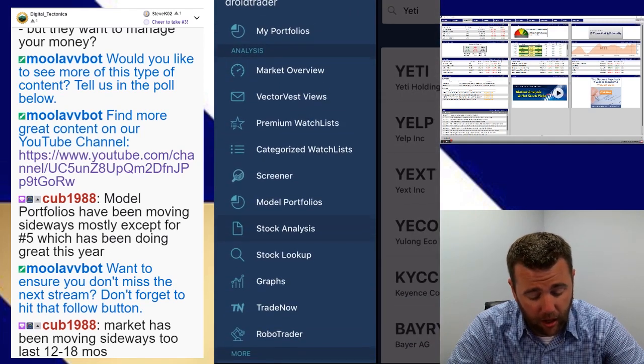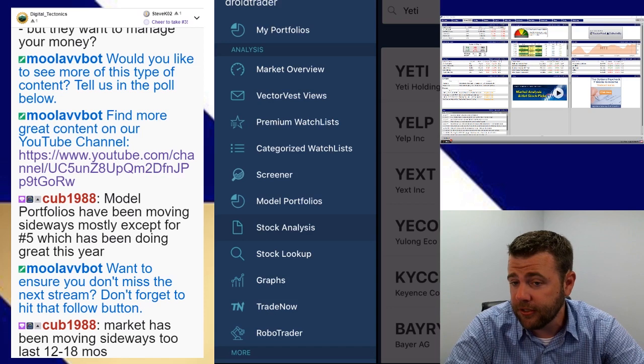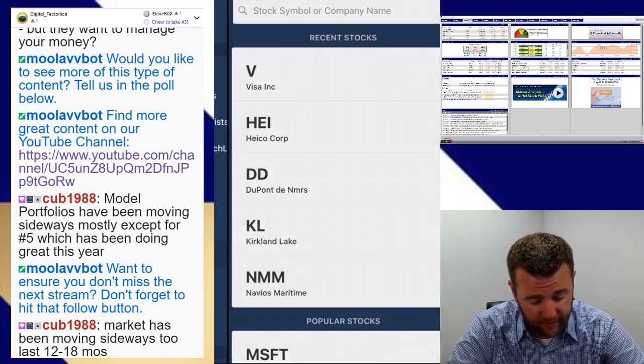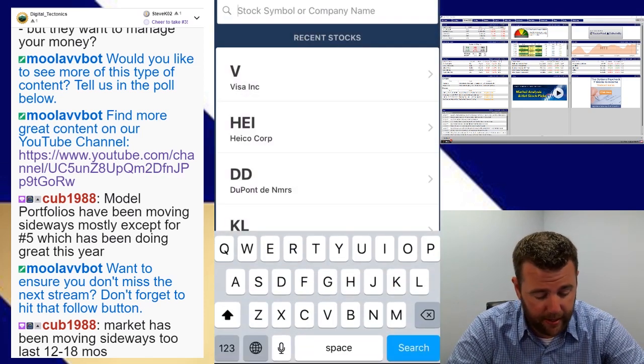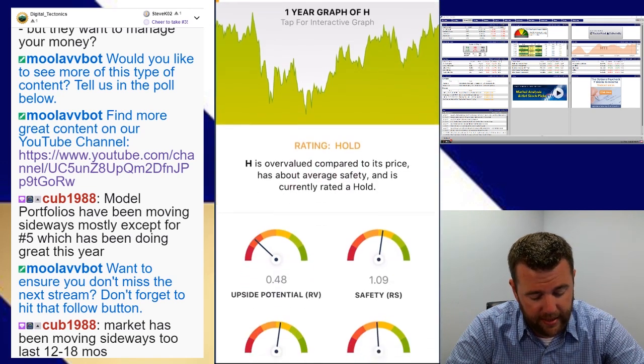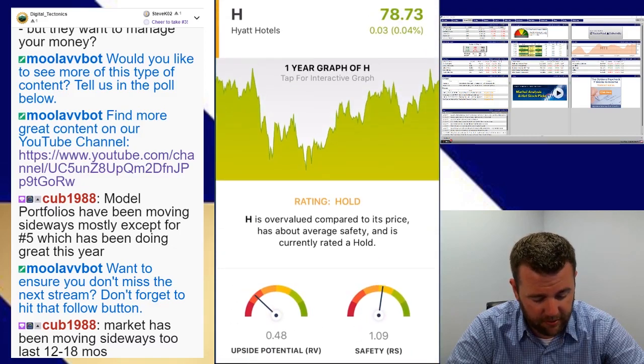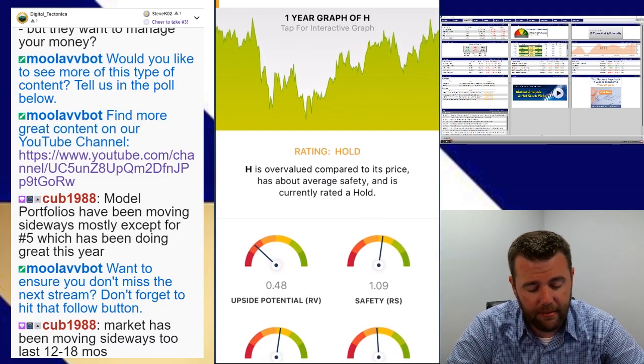So going back, stock lookup, another way to do that, but instead of going straight to the report, it takes you to just the overview. So we'll go take a look once again. We just looked at Yeti. Let's go ahead and take a look at HEI once again. And that'll bring you right to that report. Oh, I think I typed in the wrong symbol. But either way, you get this screen.